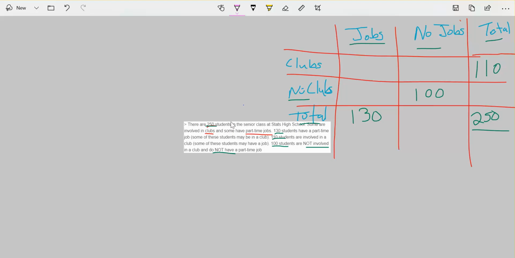I'm going to use that to find the rest of this information. So let's see. In total, I have 110 that are in clubs out of this 250 total students. How many students are not in a club? Okay, 250 total, 110 in clubs. That means 140 are not in a club. And I can do the same thing down here. Out of 250 students, 130 have a job, which means 120 do not have a job, because my total of students is 250.